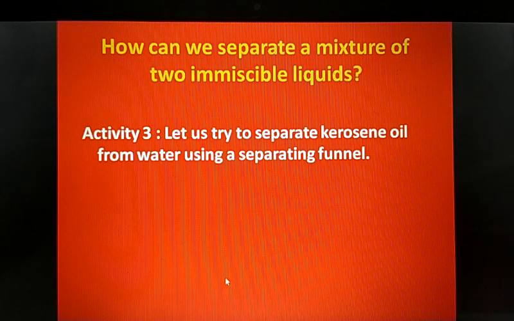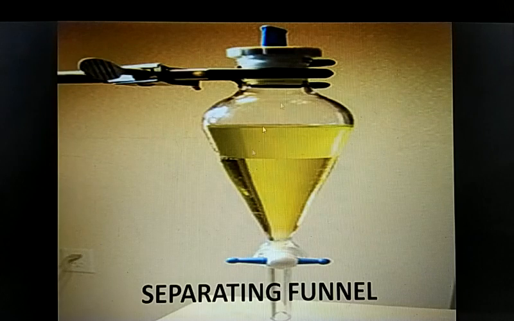Now after this, let's see how we can separate a mixture of two immiscible liquids. Immiscible means which are not mixing into each other. So this is the third activity. Let us try to separate kerosene oil from water using a separating funnel. This is a picture of a separating funnel.